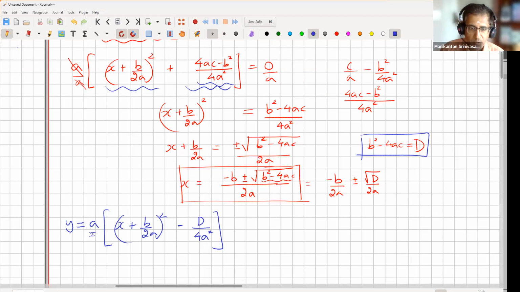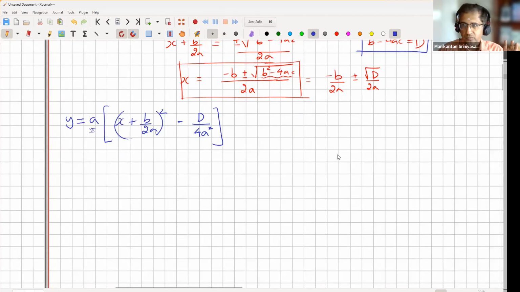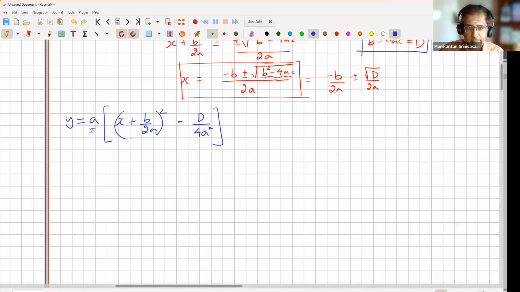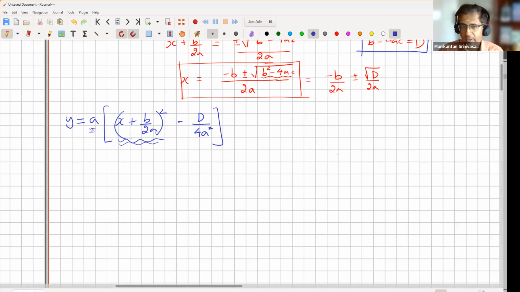Okay. So now, if you look at this expression, x plus b by 2a whole square, and the minus d by 4a square. X plus b by 2a the whole square, the bare minimum it will be 0, because it's a non-negative quantity. It's not a perfect square, it's a square. Therefore, the bare minimum that x plus b by 2a the whole square will be is 0. And that bare minimum happens when x equal to minus b by 2a. So when x equal to minus b by 2a, you expect this function to have a turning point.